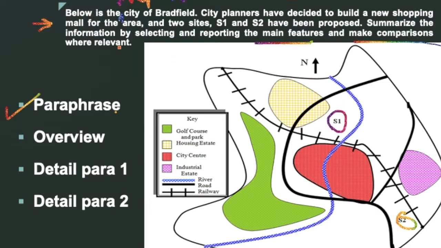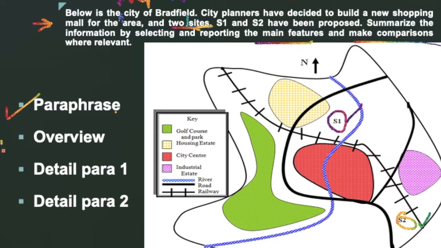So use the key that I told you before. The given map illustrates or compares plans for two possible sites. Okay, some words cannot be changed, but you can add an adjective. So two possible sites or two probable sites for a shopping mall in the city of Bradfield.